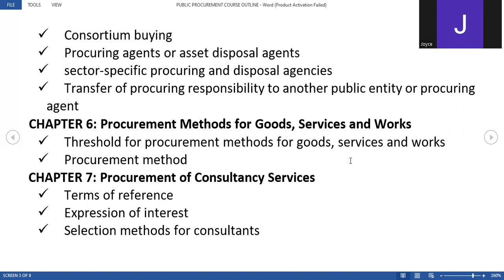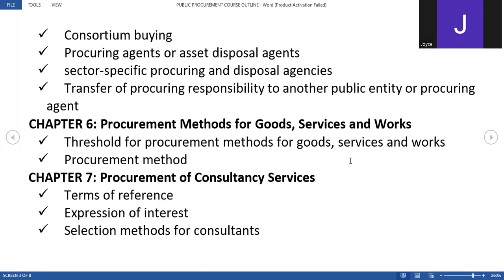Then chapter 7, we will be talking about procurement of consultancy services. Remember, in government, in one way or another, they use services. And these services can either be general services or specific services that require specific skills. If that is the case, then they have to hire the services of a consultant. But before they hire the service of a consultant, they must give a notice of expression of interest.